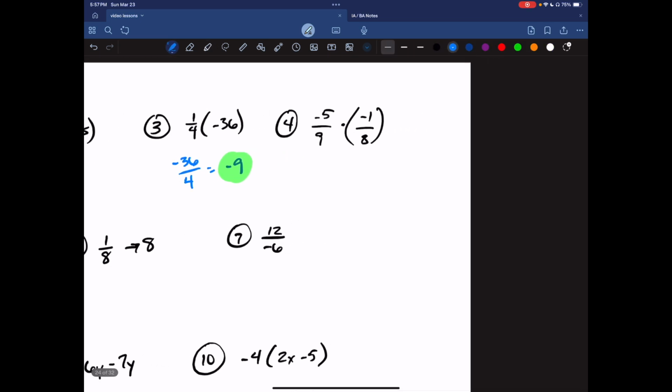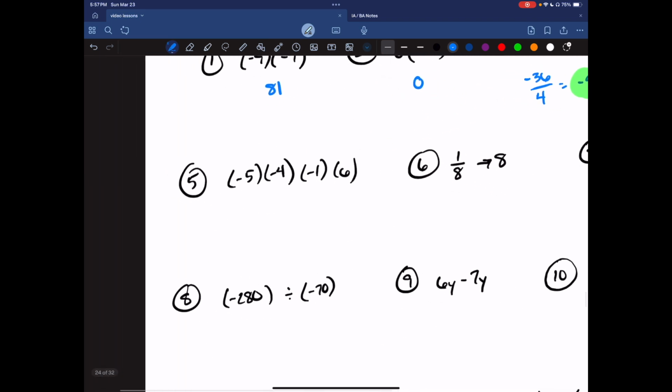Okay, on number 4, when you multiply fractions, you multiply across the top, you multiply across the bottom. And your same rules for signs and everything applies. So you have negative 5 times negative 1 is going to be positive 5. 9 times 8 is 72. And that's it. Now, when it comes to multiplying fractions, if you could have reduced at the end, you could have reduced earlier. We couldn't reduce on number 4, but I'll show you what I'm talking about momentarily.